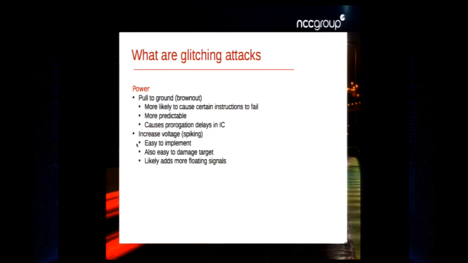So something else I tried was to do the voltage spiking attack, which is simple to implement, but because you're effectively introducing floating signals into the target device, it's significantly more unpredictable with what exactly you're going to get. And it's also very easy to damage the device if you don't listen to the ratings on the chip.